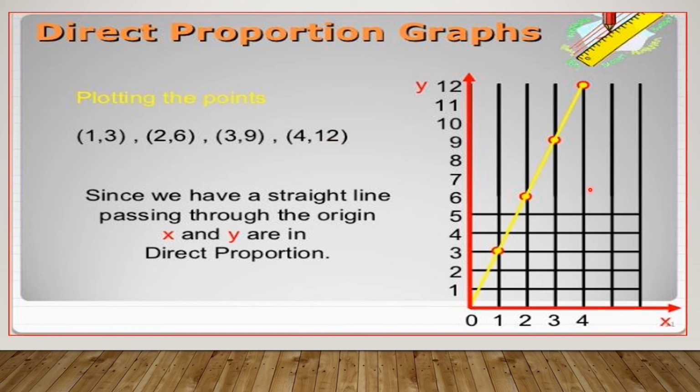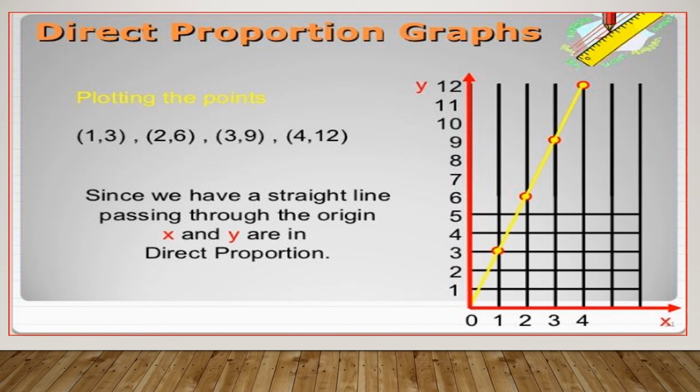4 now moves 12 steps in the upward direction like this. The distance between 0 and 1, 1 and 2, 2 and 3, and 3 and 4 must be the same. In this way, the distance between two numbers must be the same. So while joining all these 4 points, you can see that it is passing through the origin and the line is straight. So since we have a straight line passing through the origin, x and y are in direct proportion.